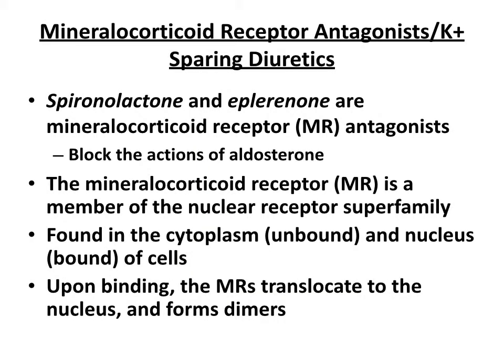Okay, and last but not least, everybody's favorite, mineralocorticoid receptor antagonists, which are also potassium-sparing diuretics. The two mineralocorticoid receptor antagonists that get used are spironolactone and eplerenone. I hope I pronounced that right, but I probably didn't. These guys are going to block the actions of aldosterone, so mineralocorticoid, that thing. Okay, sorry.